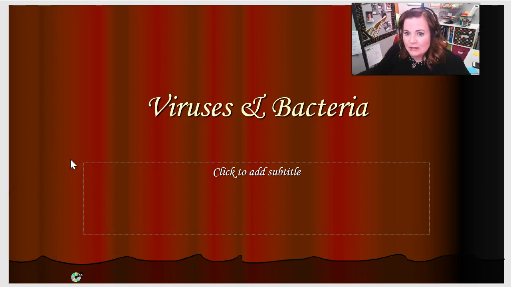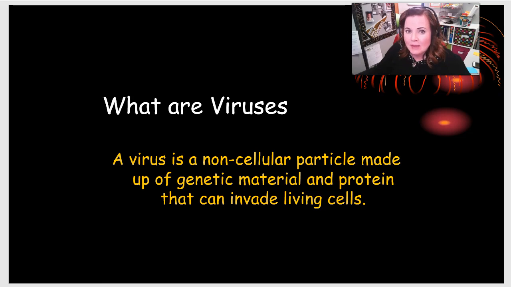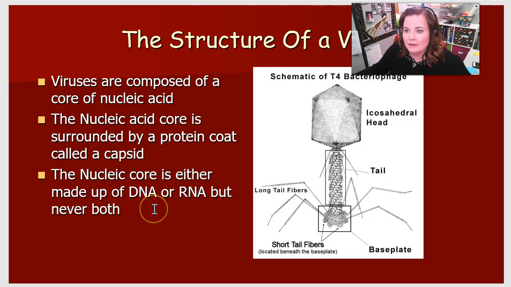So first of all, we're going to start with viruses. Viruses are not technically considered living things because they are not cellular. Remember, one of the main characteristics of living things is that they are made up of cells. But viruses don't have cells. They do have genetic material, a nucleic acid, either ribonucleic acid or deoxyribonucleic acid, RNA or DNA, inside of them, and a protein coat. So that's basically the structure of a virus.